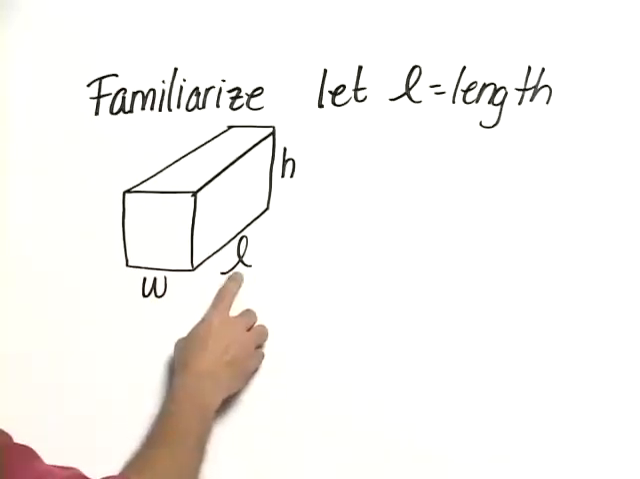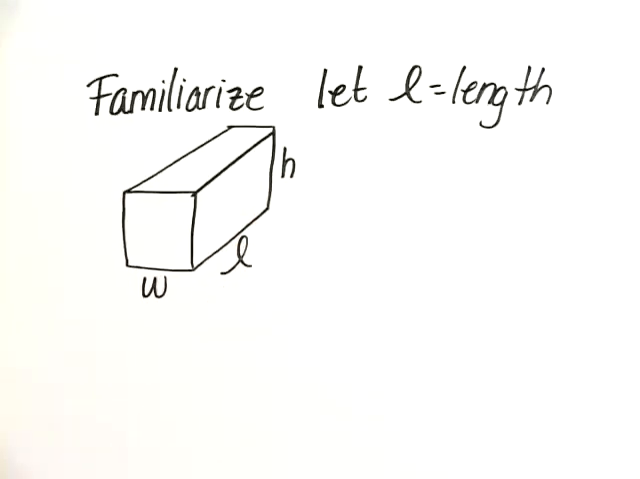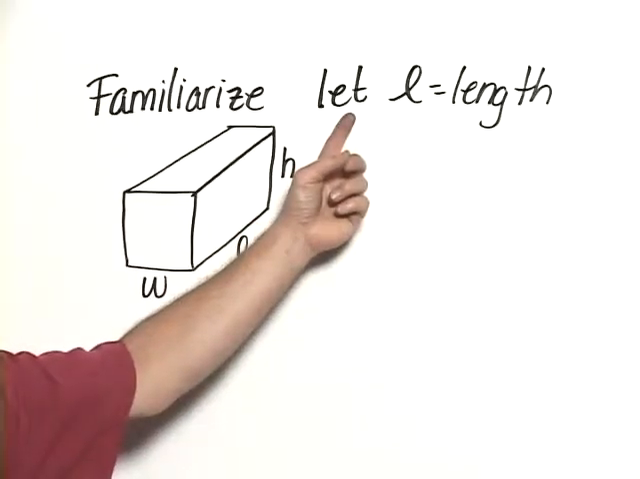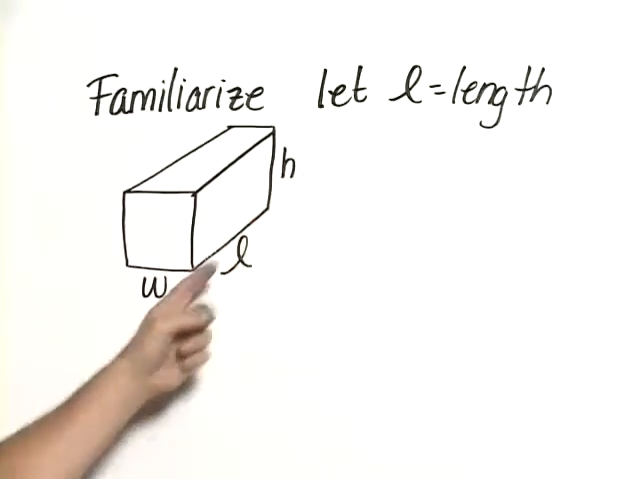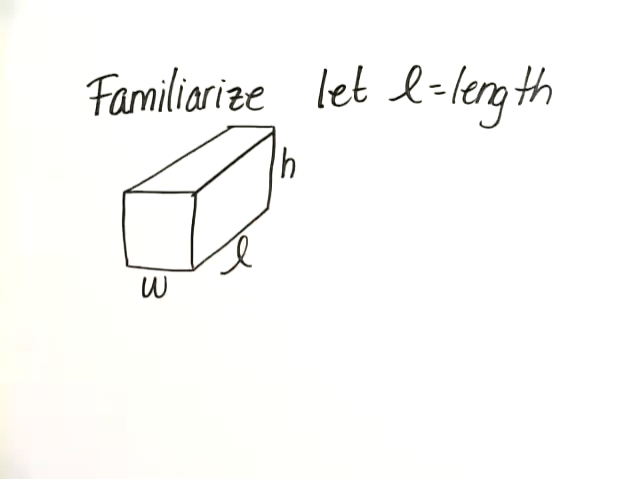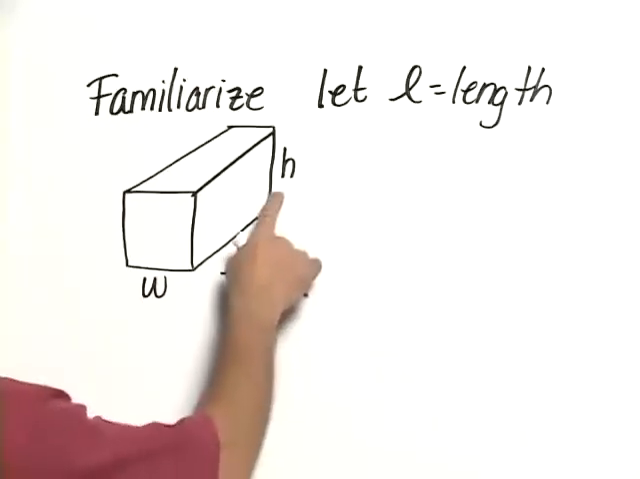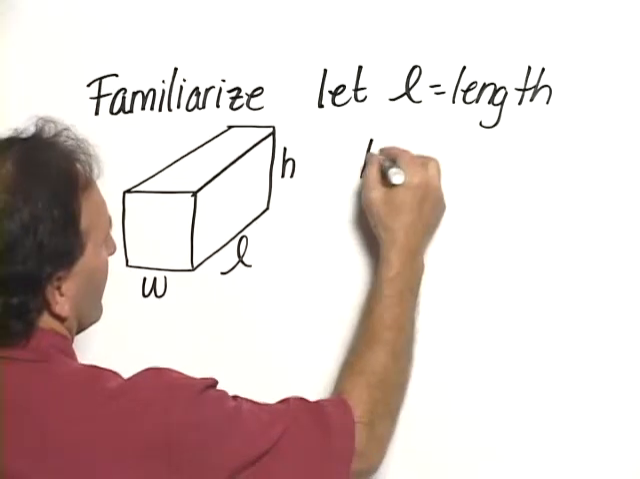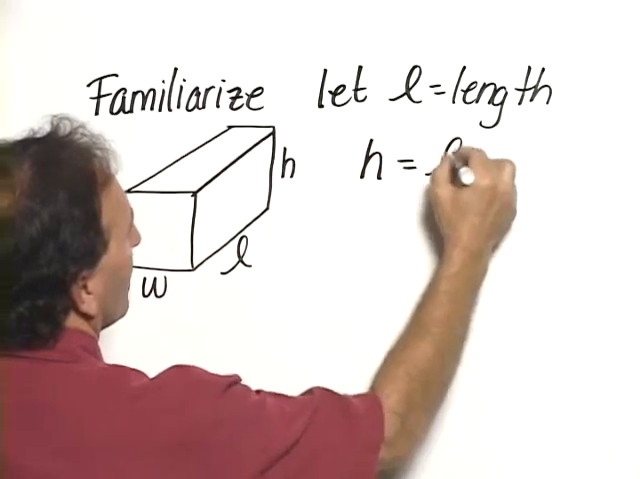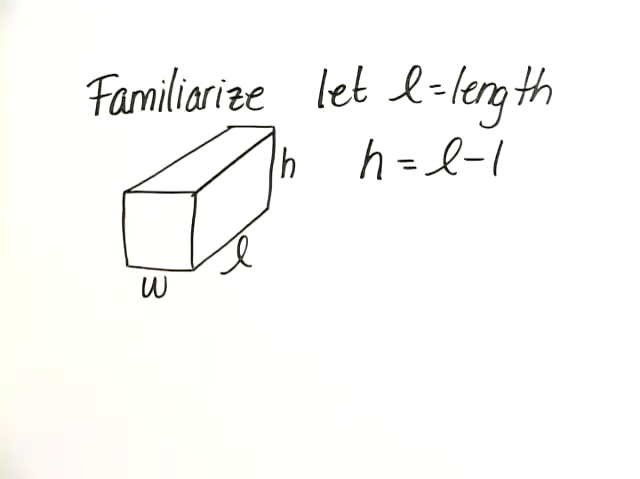We have a length, a width, and a height using the letters L, W, H, but for our problem, we're going to let L equal the length and then talk about each of the other variables in terms of L. For example, we're told that the height is 1 less than the length. So H would equal L minus 1.